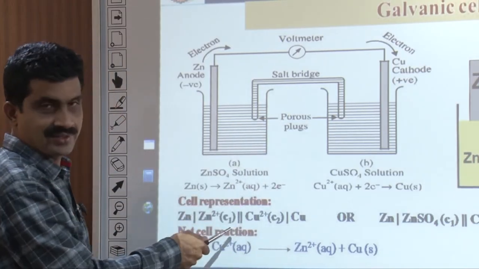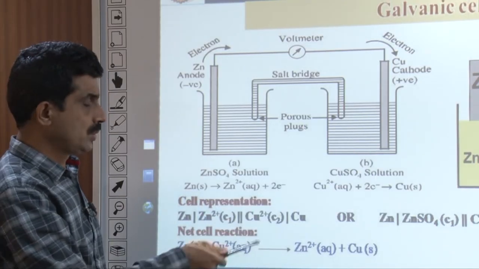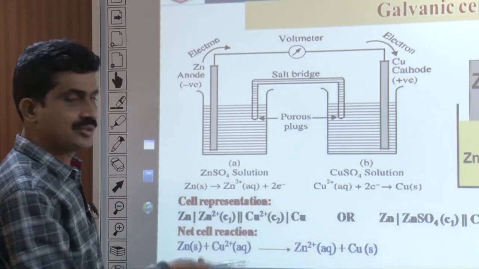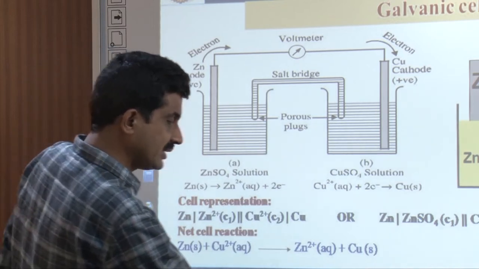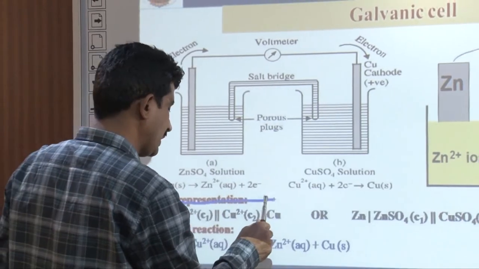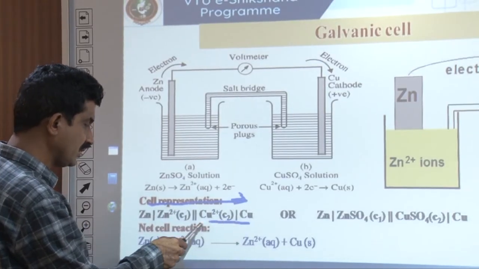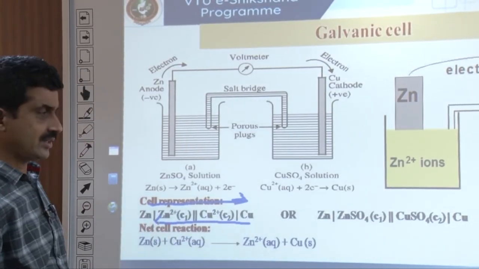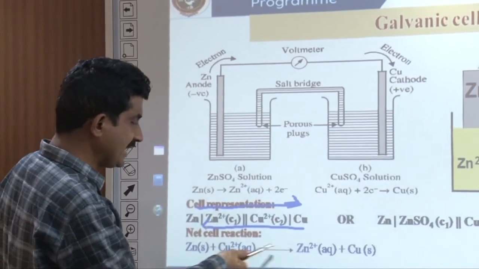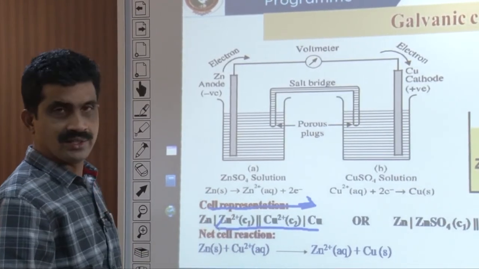Zn/Zn2+, two vertical lines, Cu2+/Cu. Here, if we want, we can show the direction of flow of electrons as well as direction of flow of current. It is like this. Electrons migrate from anode to cathode, and current flows in the opposite direction. It is understood. So this is the working principle of galvanic cell, and this is the net cell reaction. This redox reaction, in fact, is responsible for the production of electricity.